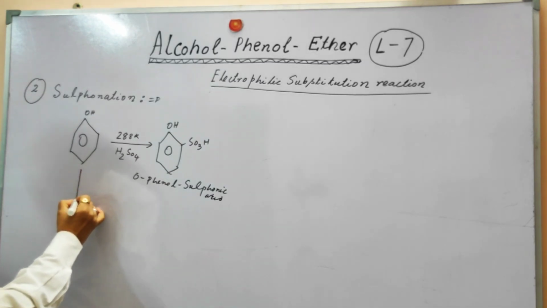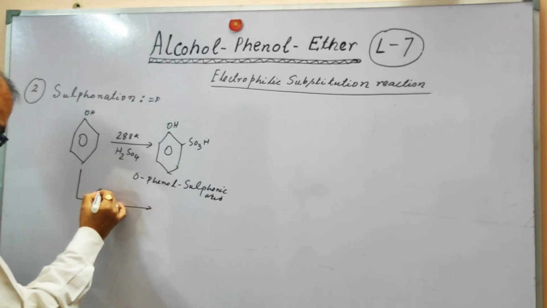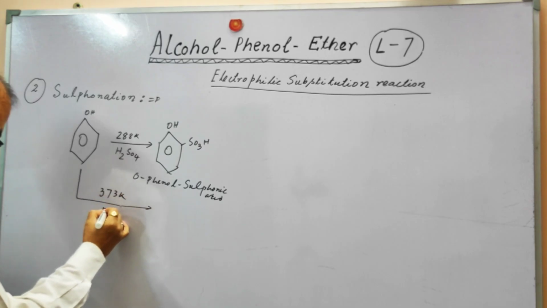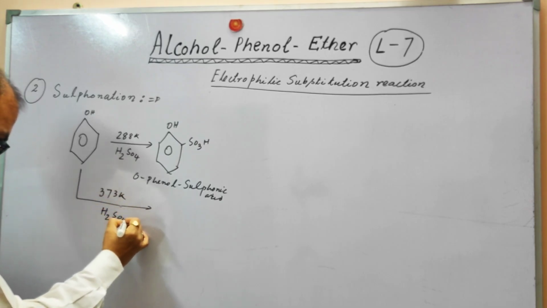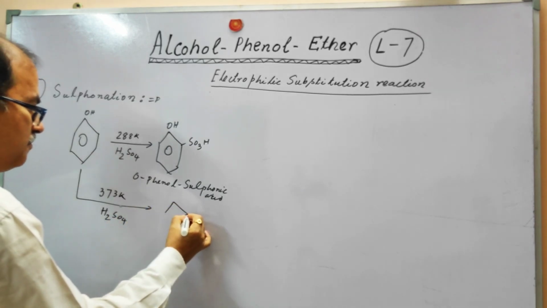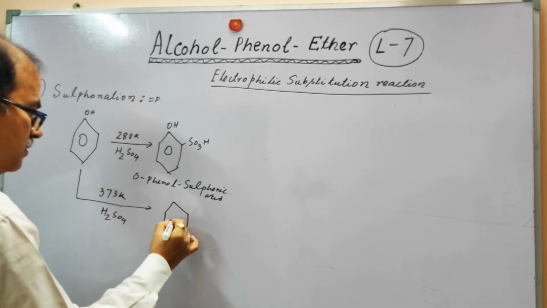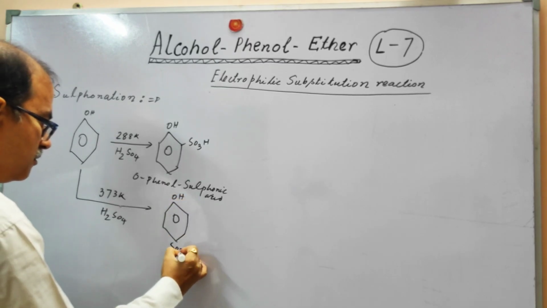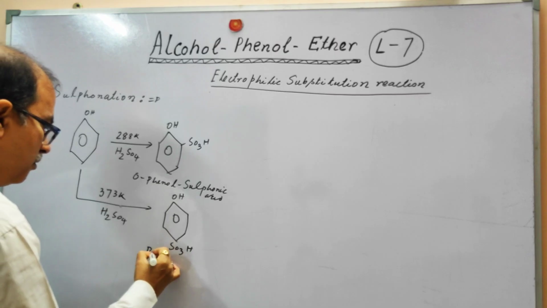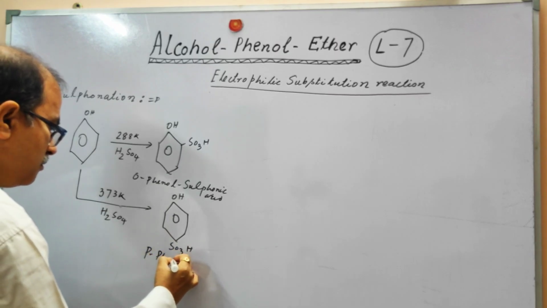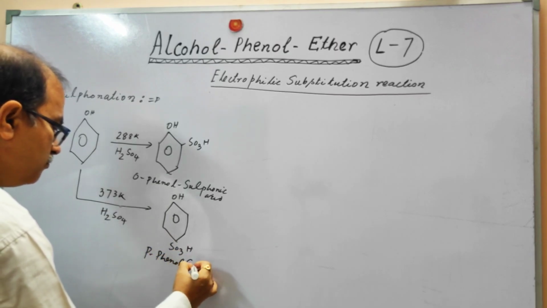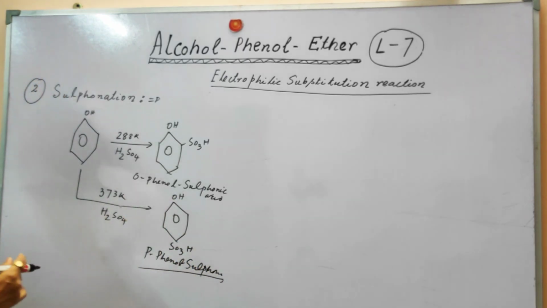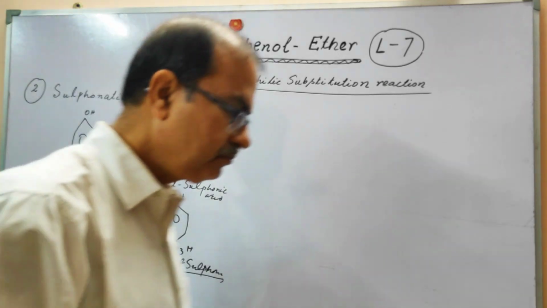When this phenol is reacted at the higher temperature, that is 373 Kelvin, with H2SO4, it will produce another product. This product will be formed. It is SO3H. This is paraphenol sulfonic acid. So these two products we will find for the sulfonation.